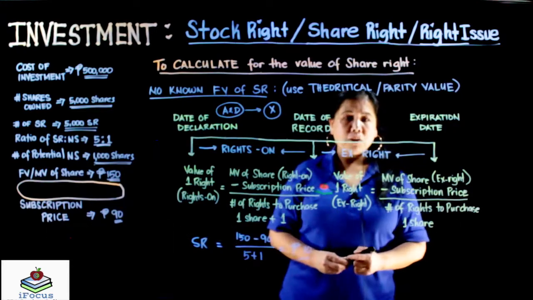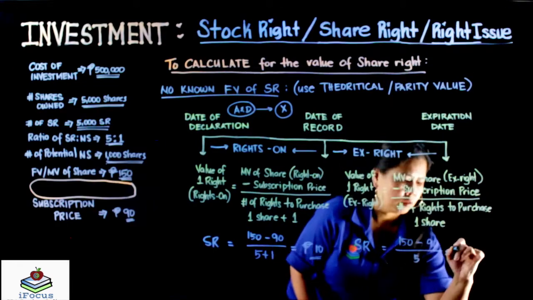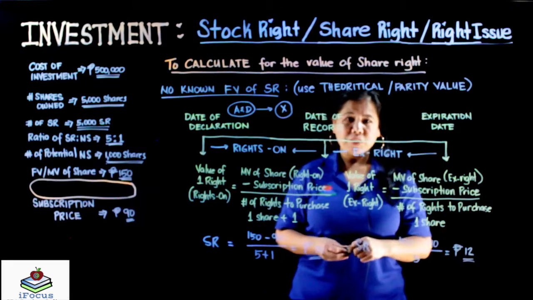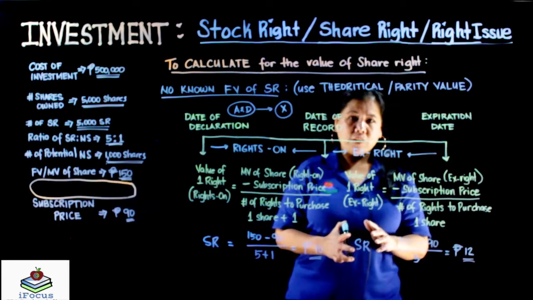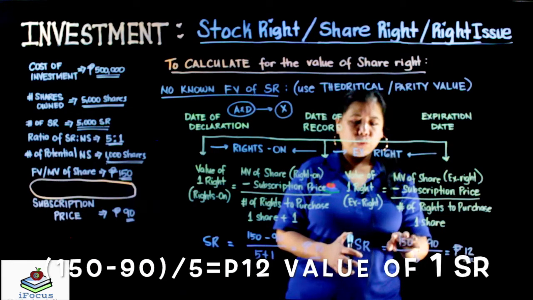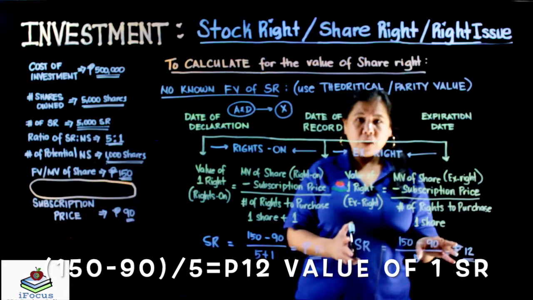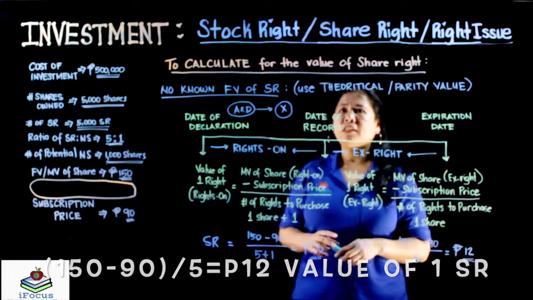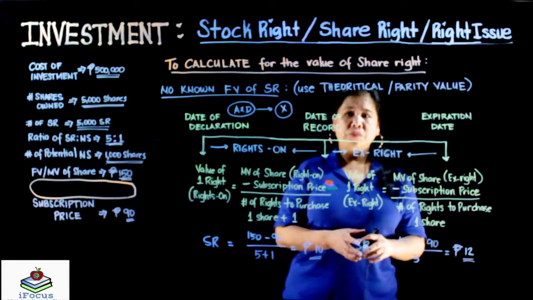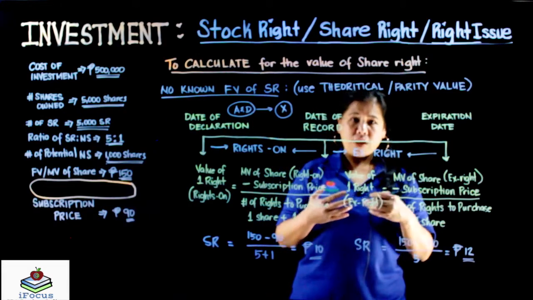Kapag X right naman siya, ang value ng isang right natin ay... So, kapag ang practice questions naman natin ay X right siya, the value of one stock right is equal to 150 minus 90, then divide by 5. Then, our value of one stock right is 12 pesos. So, ganito po natin kinakalculate ang value ng share rights kapag walang given na fair value ang stock rights.